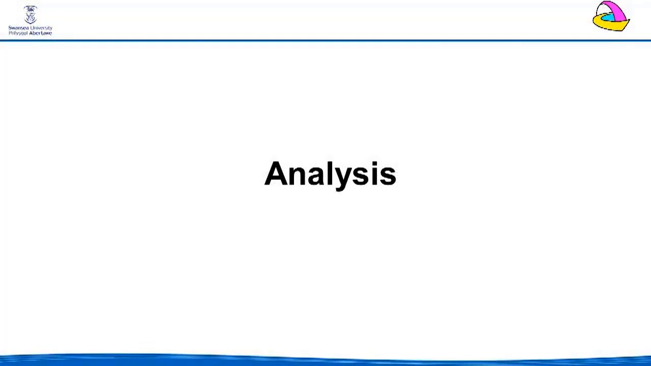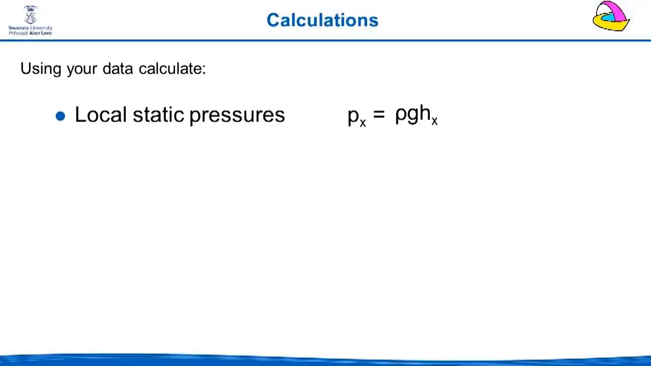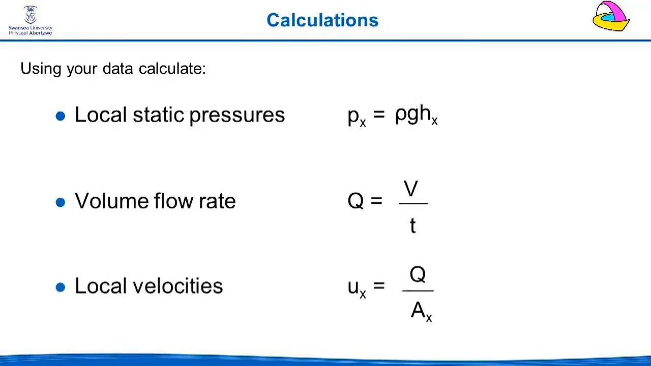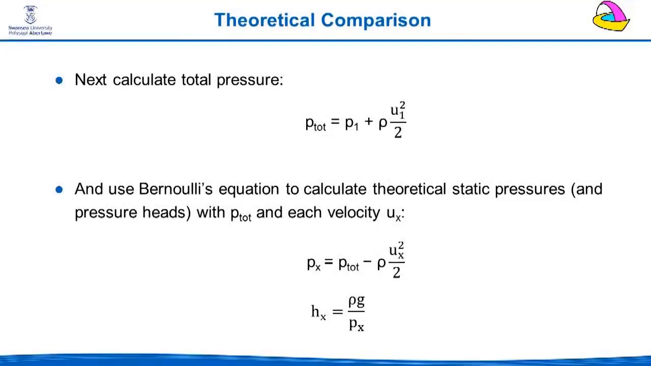Once you've collected the necessary data, you will be able to carry out the analysis required on the lab script, which is available on Blackboard. You will have to use your experimental data and the equations provided to calculate static pressures, volume flow rate, and fluid velocities at each section of the tube. You will then have to compare this experimental data to what Bernoulli's principle predicts.